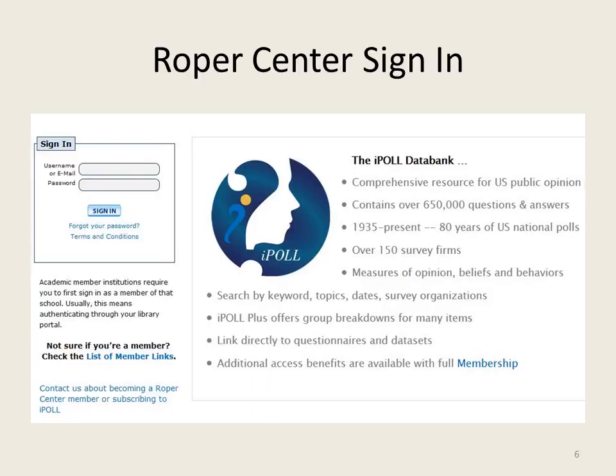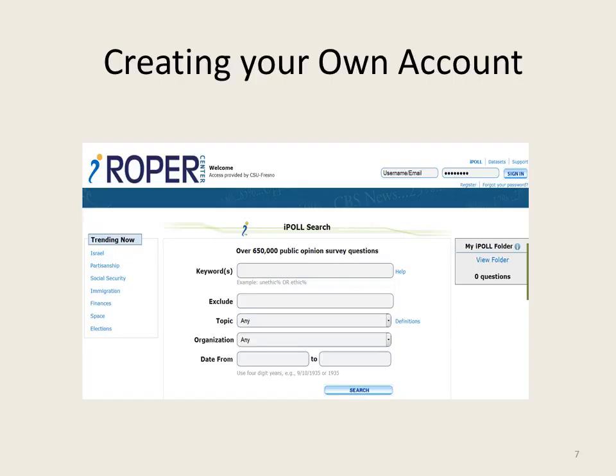In order to use iPoll or to download data or to analyze data online, you'll need to have a free account at the Roper Center. If you already have an account, sign in at the upper left. If you don't, click on the Sign In button at the top right. This is the iPoll search screen. If you're creating your account, click on Register in the upper right corner of the screen.